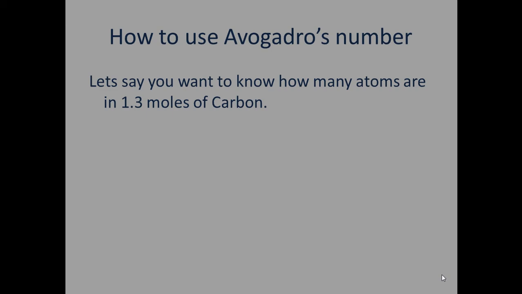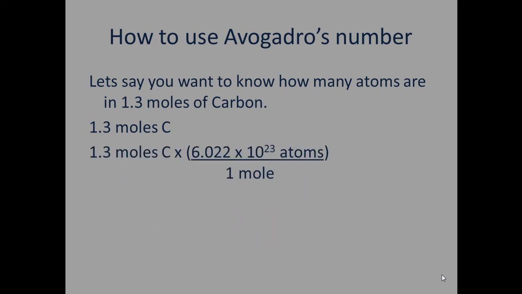So let's say you want to know how many atoms are there in 1.3 moles of carbon, just for an example. You start with 1.3 moles of your carbon. What you're going to do is multiply that by Avogadro's number. What I've set up here is a conversion factor: Avogadro's number on top, moles on bottom. I put moles on bottom because I want these to cancel out and I want to get to atoms.